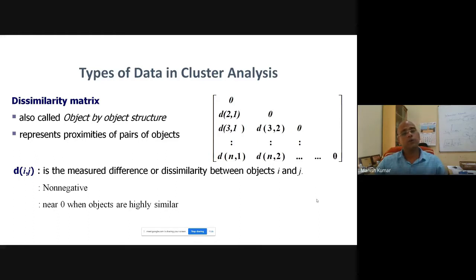When you talk about d(i,j), you can see the diagonal elements are always zero, because the distance of a data point from the same data point is zero. It is non-negative in nature, and near zero when objects are highly similar. So that is what we have.